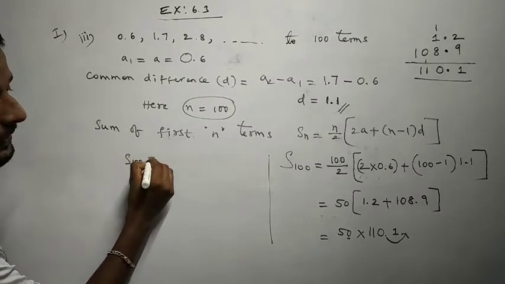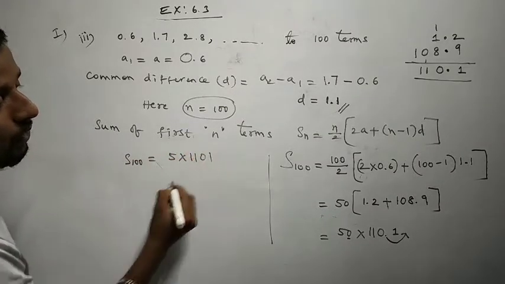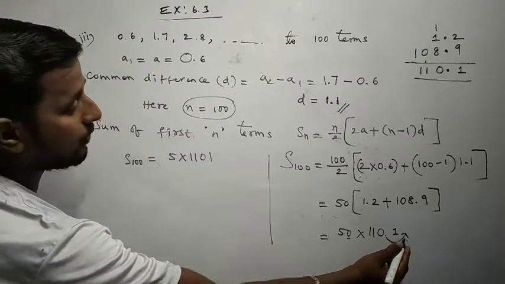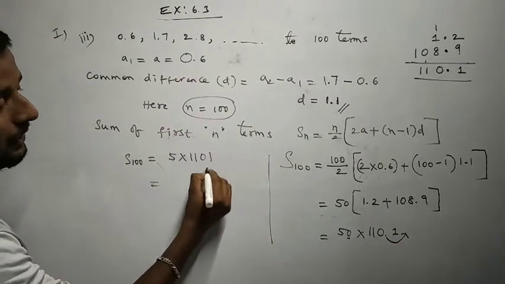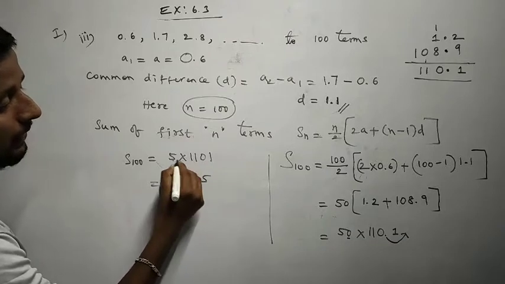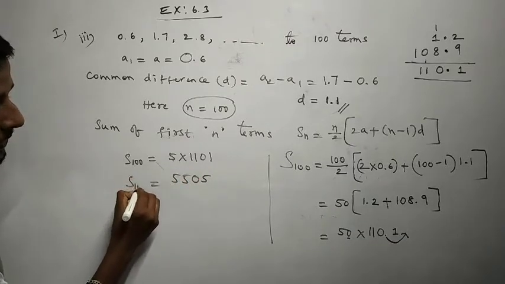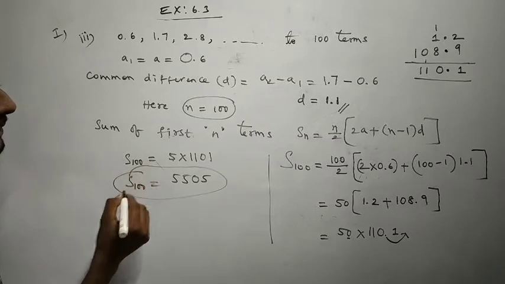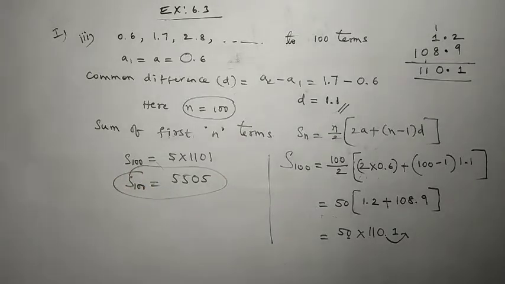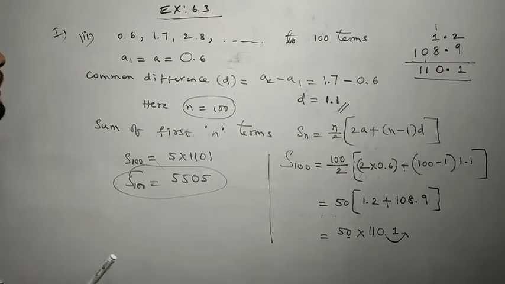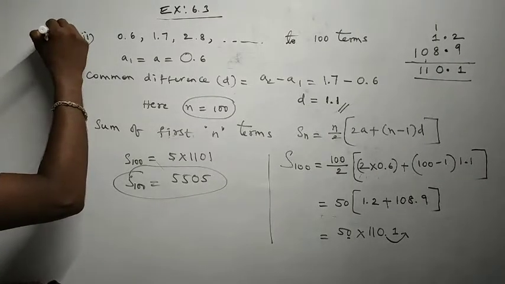The answer is S100 is equal to 5 into 1, because with a 0 the decimal moves one place. Simple, 5 ones are 5, 5 zeros are 0, 11 5s are 55. So the sum of the first 100 numbers gives the answer 5505. I hope you understand what I did. Okay, then now we'll go to the second bit.